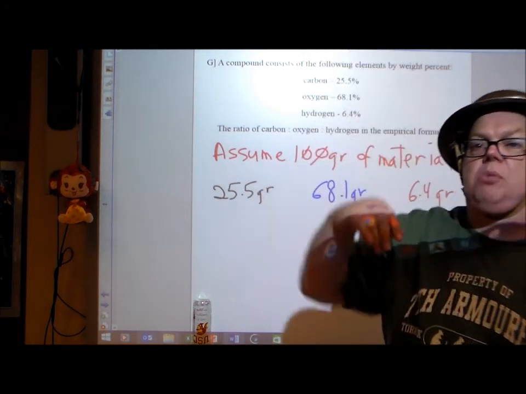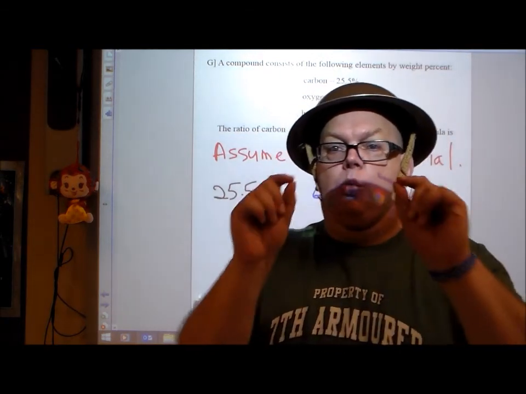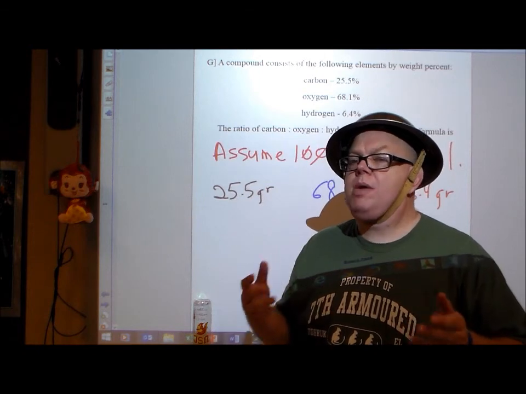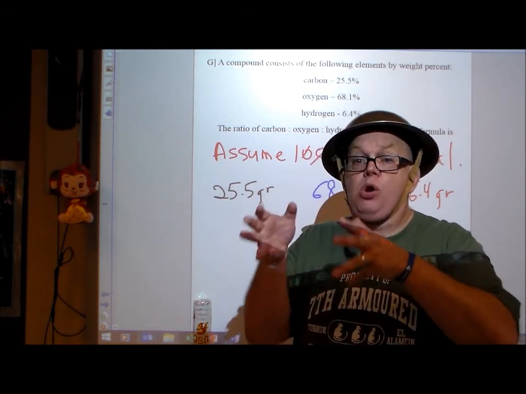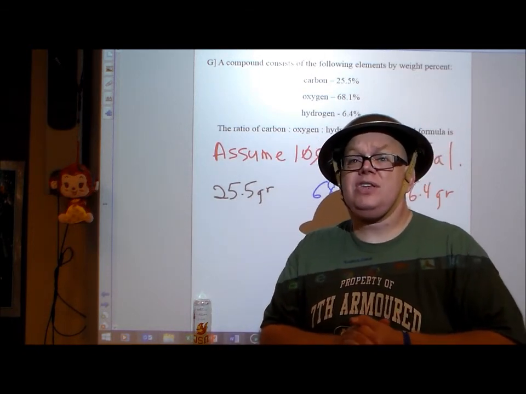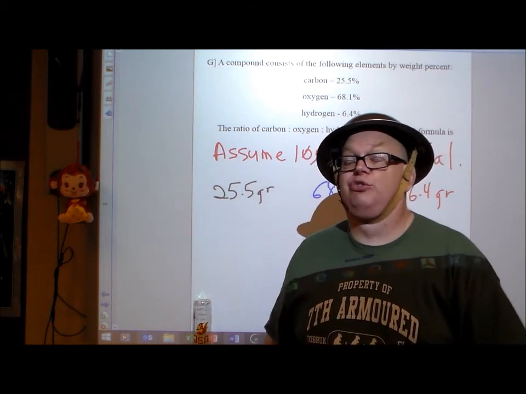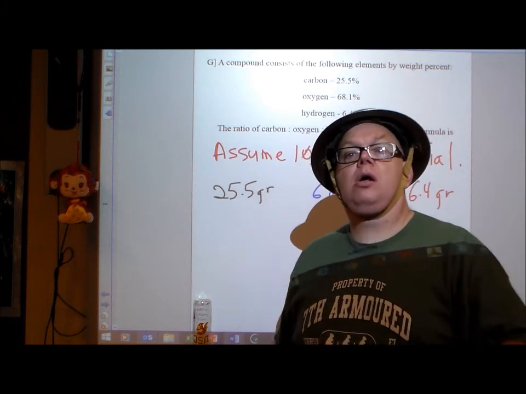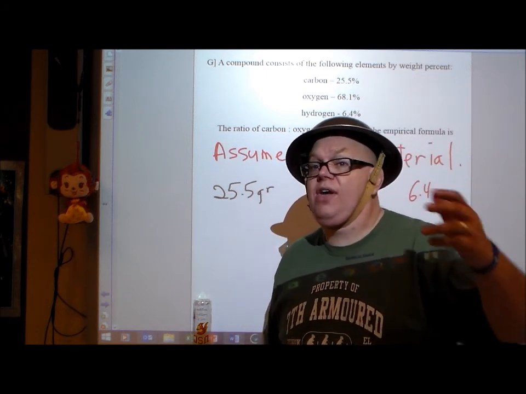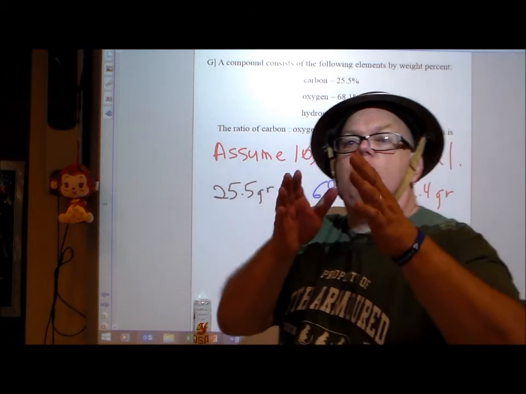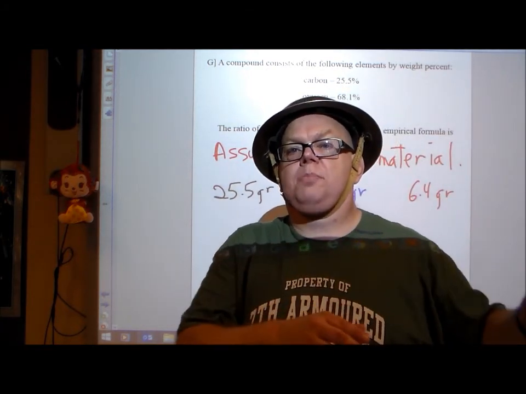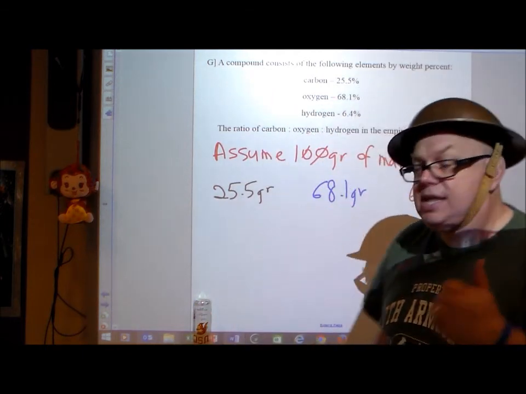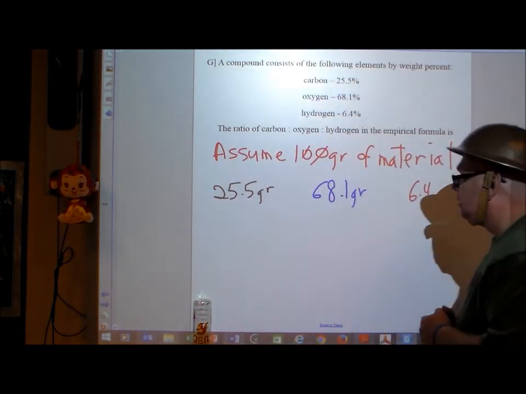Wait, do we need to change it to the number of atoms? No. We can change it to moles. Well, why do we need to change it to moles? Well, remember, a mole is a chemist's dozen. We can work with that. And it's a whole lot easier than dealing with 6.022 times 10 to the 23. I'm not asking you how many atoms there are of carbon and of oxygen and of hydrogen. I'm asking what's the ratio of carbon to hydrogen to oxygen in our chemical compound here.